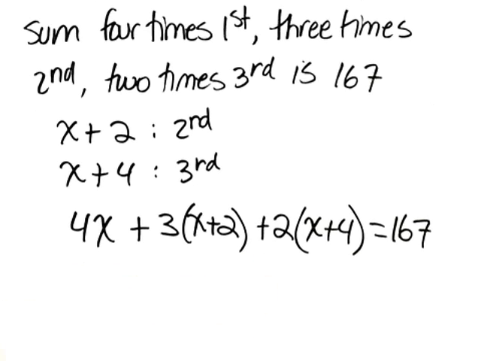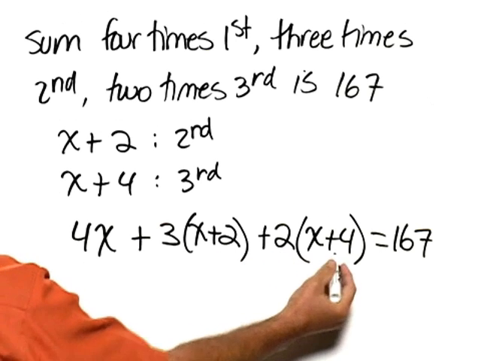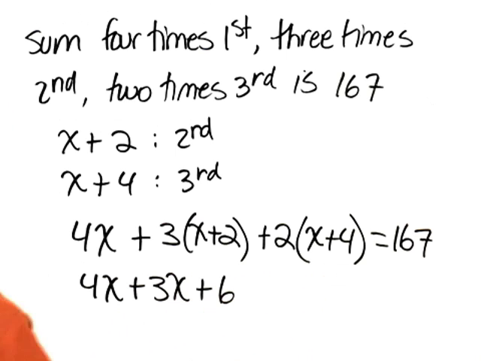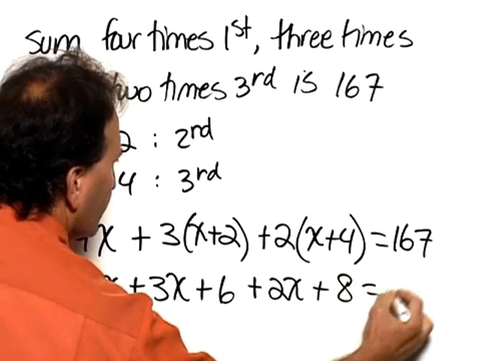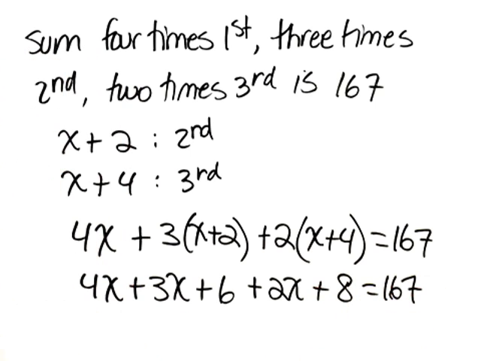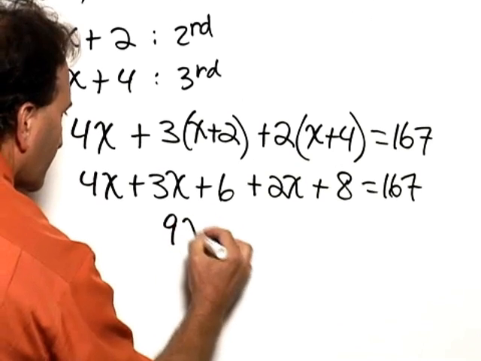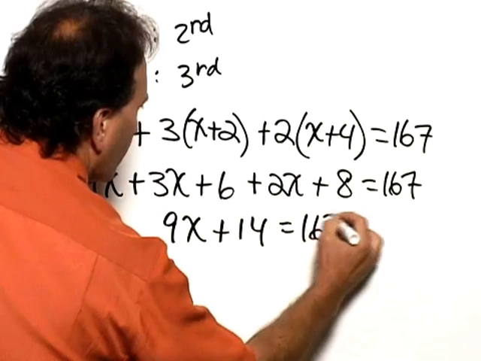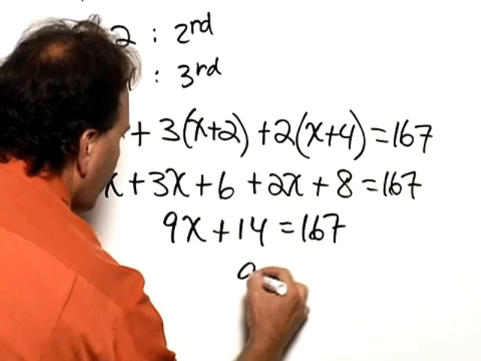So we need to simplify the left-hand side by distributing the 3 into this parentheses and the 2 into that. So we have 4x plus 3x plus 6 plus 2x plus 8 is 167. Adding all of the x's together, we have 4 plus 3 is 7, plus 2 is 9x, plus 14 is 167. Now we subtract 14 from each side.